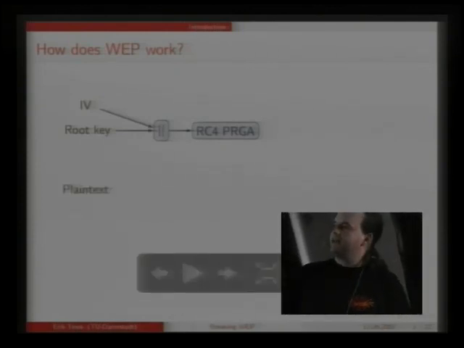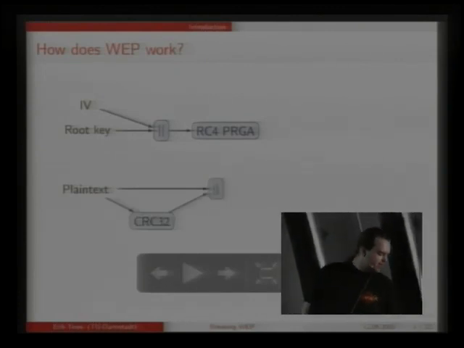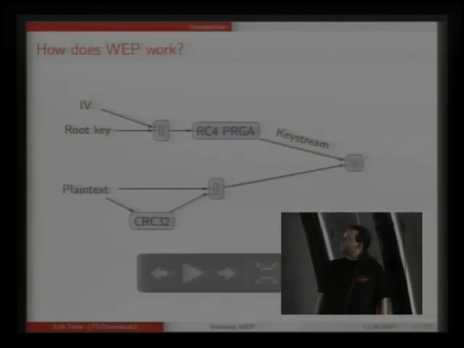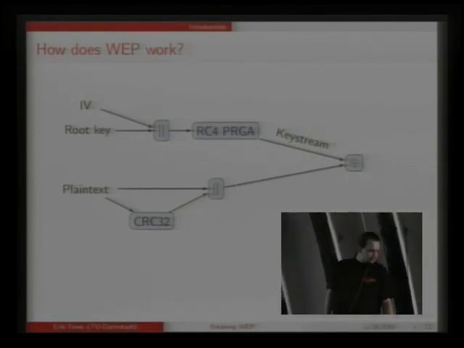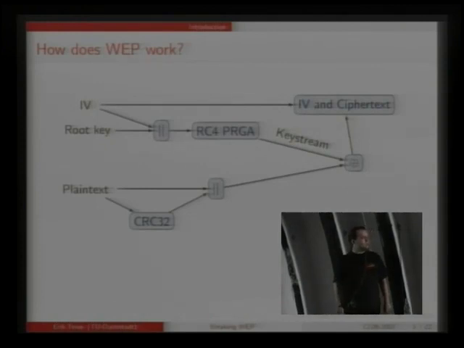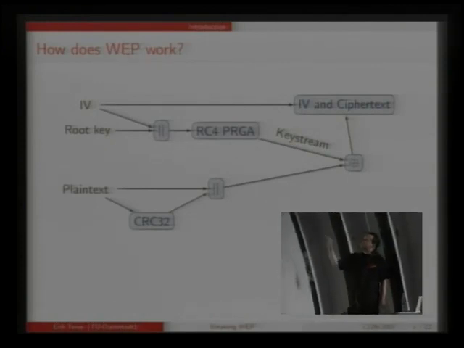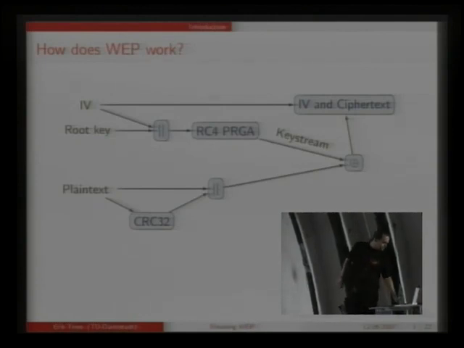Then you take a plain text of the packet you're going to send and add a little checksum to it, a CRC32 checksum, and prepend it to the packet. Then you are combining packet and the key stream produced by the RC4 stream cipher, and you get the encrypted packet, and you send the encrypted packet together with the initialization vector you chose to the other station. The other station can see the initialization vector. It knows the root key too, and it can therefore, again, generate the key stream and decrypt the packet by just XORing the key stream again to the packet. This is basically how WEP works.